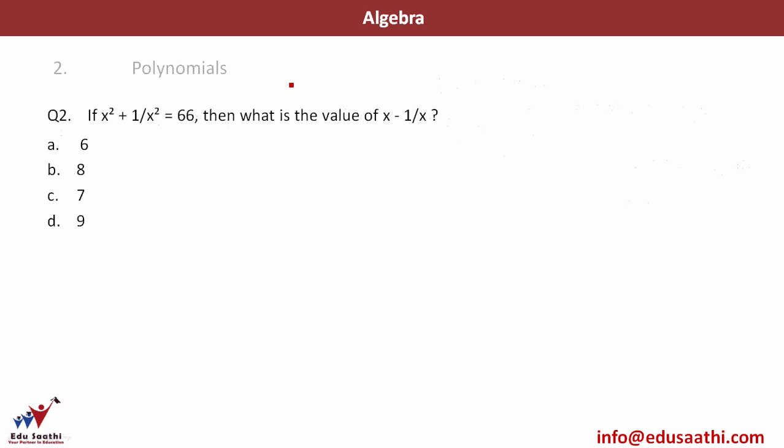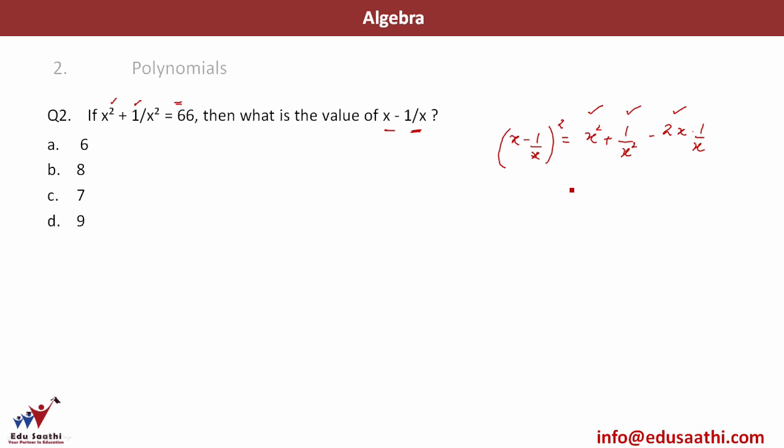If x square plus 1 by x square is 66, then what is the value of x minus 1 by x? So let's look at the equations that we have. If I look at x minus 1 by x whole square, the expansion is x square plus 1 by x square minus 2ab. The formula for a minus b whole square is a square plus b square minus 2ab.